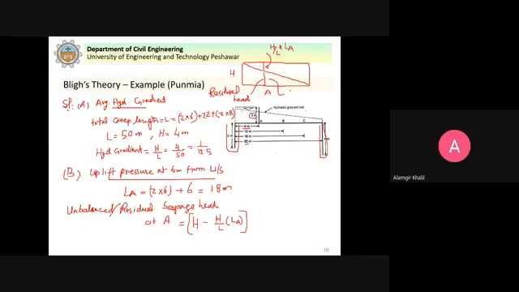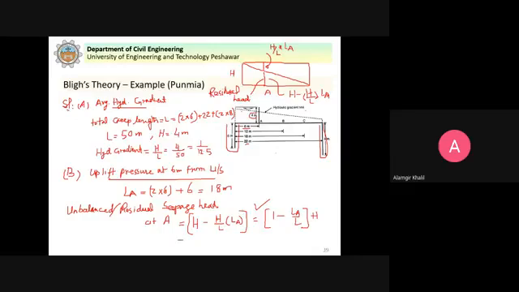And what will this be equal to? This will be equal to H minus H by L into LA. This is how it comes. So just put the values, everything is known. We know H, clear, or this can also be written like this. You see, we have 1 minus LA by L into H.